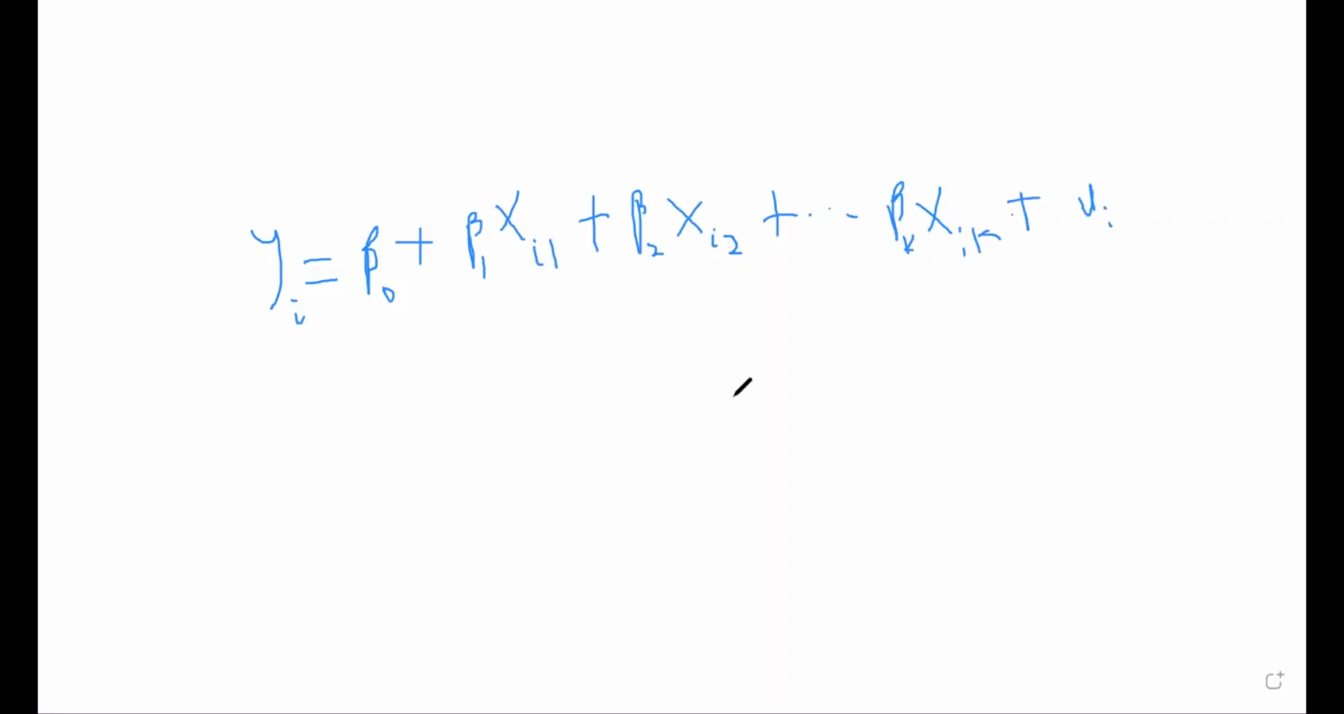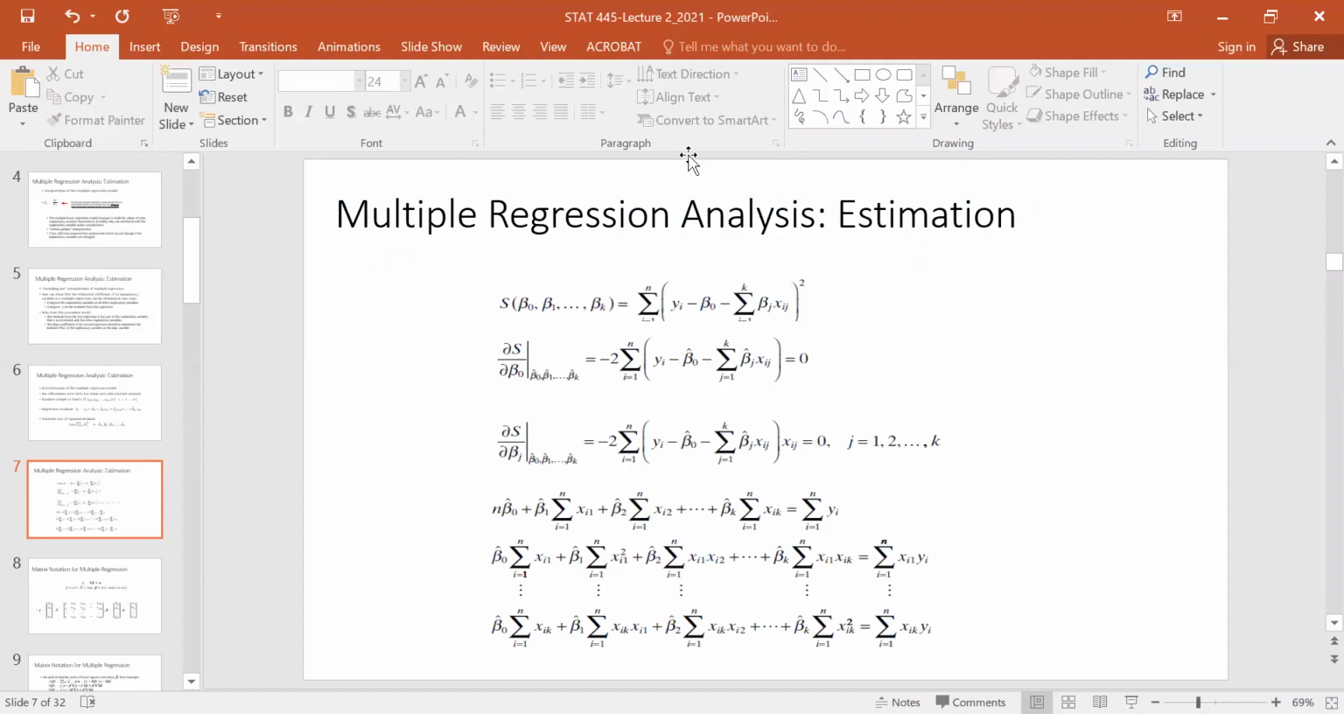This is how come you are seeing ij's in the x over there, like x_ij, because there's an individual and a regressor. Remember this. So that's why you'll be seeing things like x_i1, x_i2, all the way to x_ik. Okay, interesting. So let's move on.